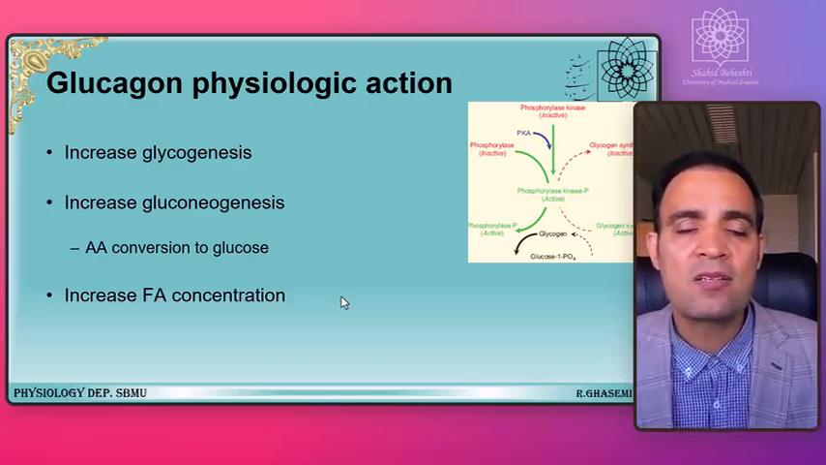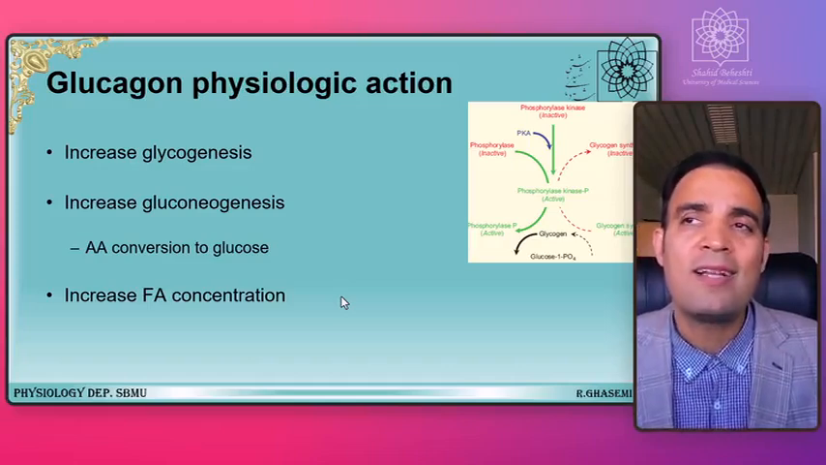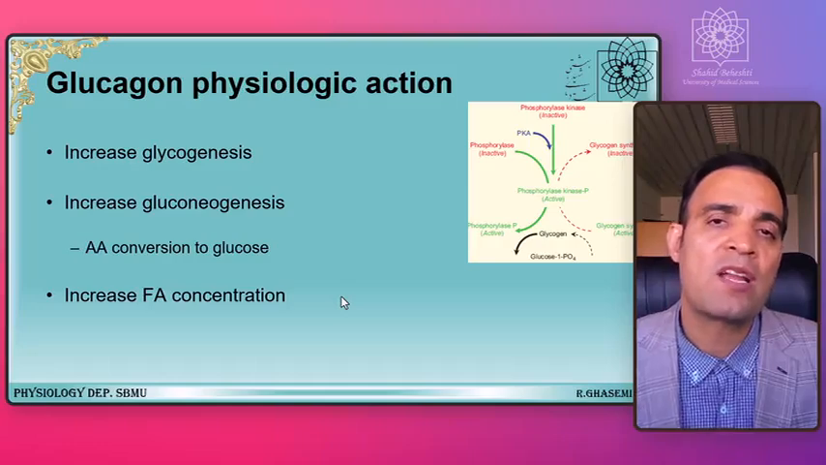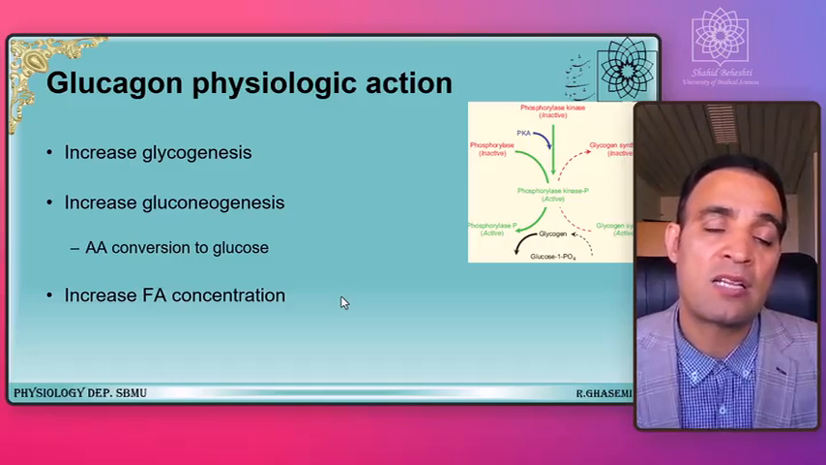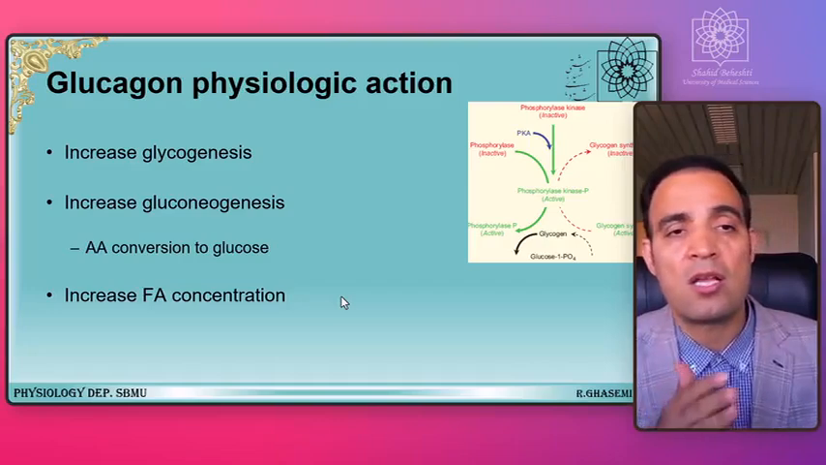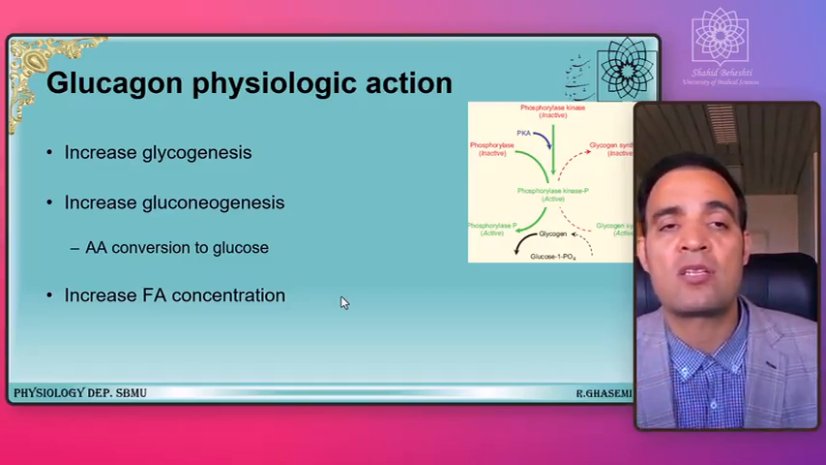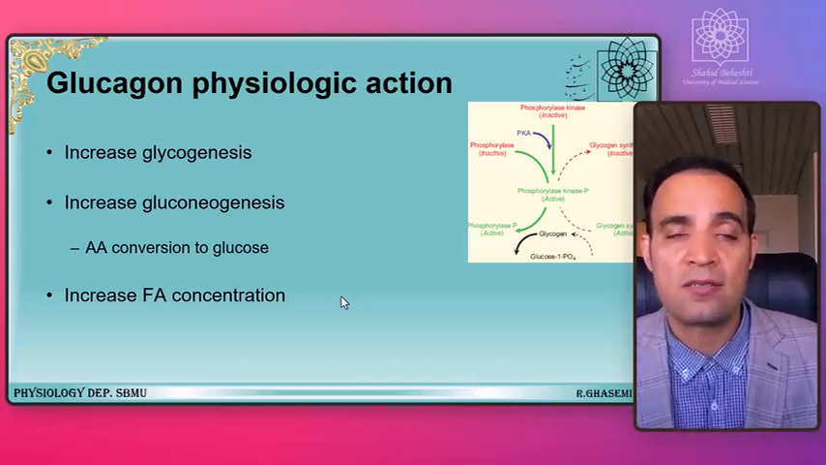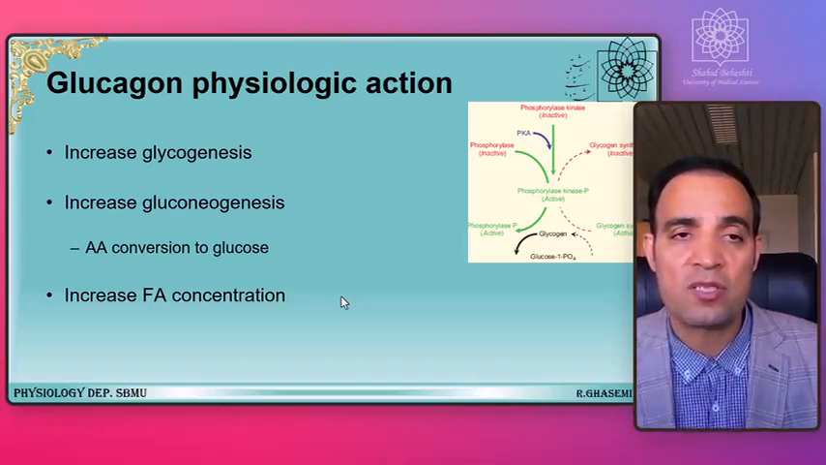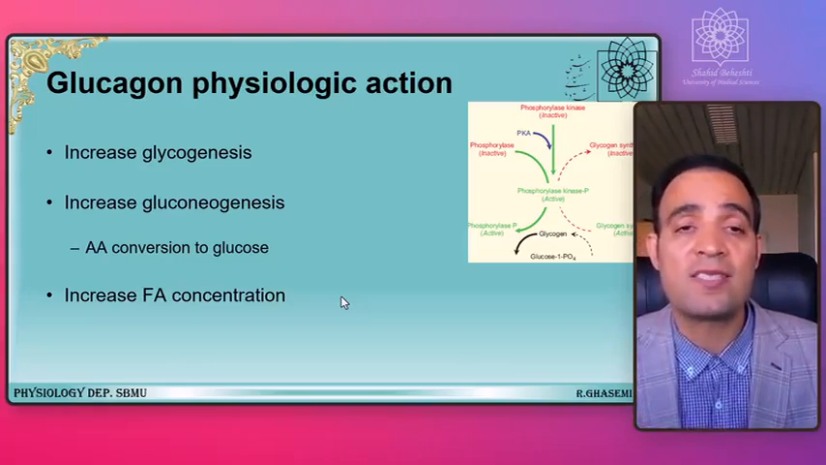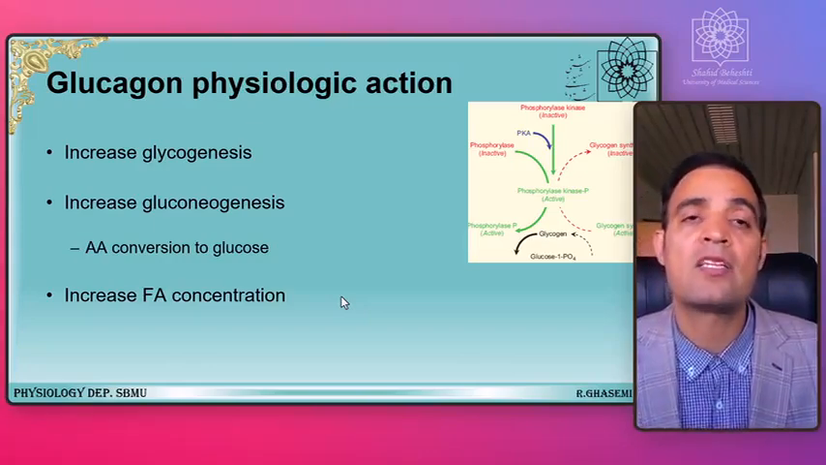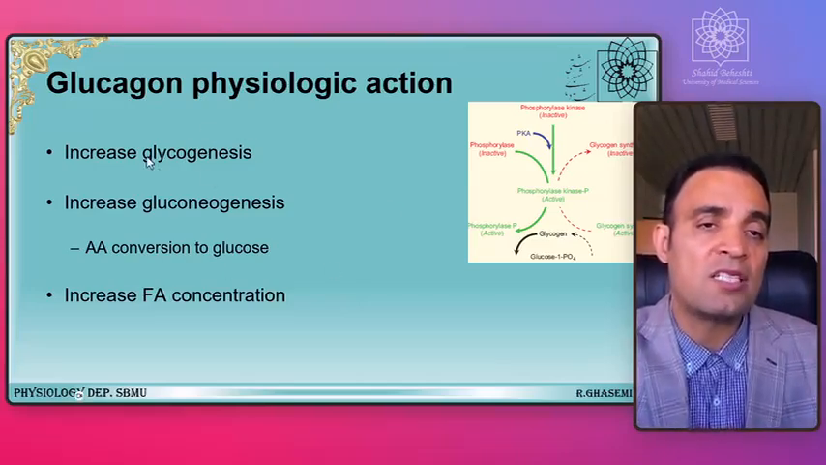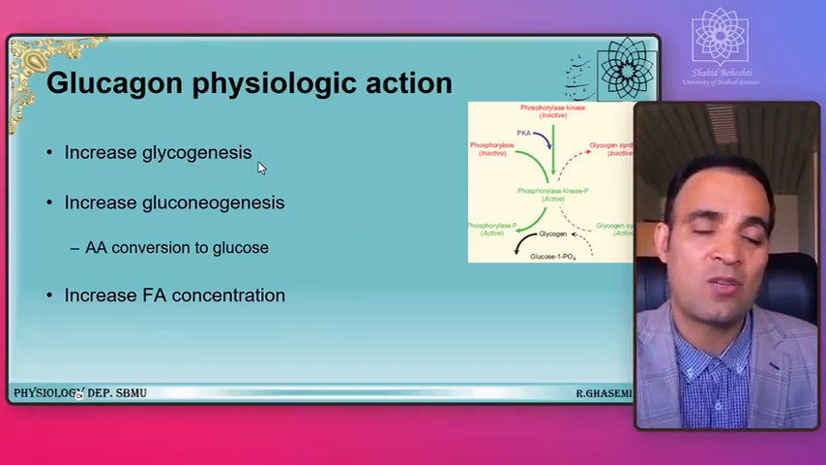What is the role of glucagon? I can say that all the effects that we know about insulin will be reversed by glucagon. Glucagon increases glycogenesis, increases gluconeogenesis, formation of new glucose, increases glycogenolysis, and increases free fatty acid secretion.